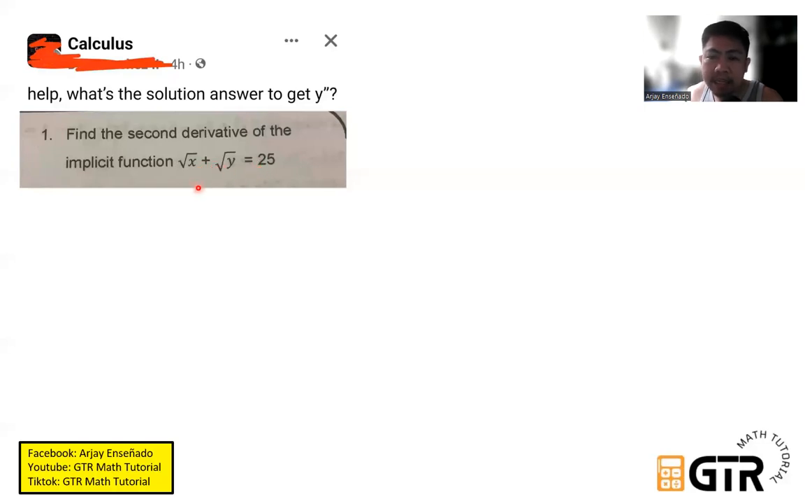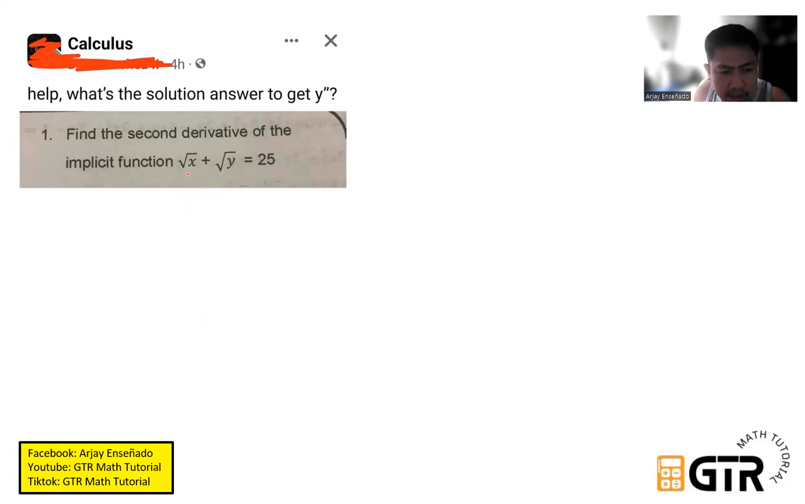So pwede natin isolve ito in two ways. Yung isa, isolve natin explicitly, ibig sabihin isolve natin yung y, and then get the second derivative. Yung isa naman ay isosolve natin implicit. So hindi na natin isosolve yung y. Okay? So prove natin na magiging same yung answer nila.